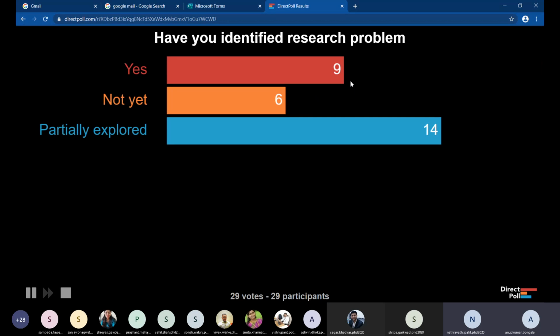Now all of you have seen how people are working. People will take time. Here we can see that there are 9 candidates who have completely identified the research problem, and 6 members who have not yet, and 14 partially explored. I wanted to take this poll just to know that whatever I'm going to tell should be helpful to all of you, right? Let me come back to the slide.